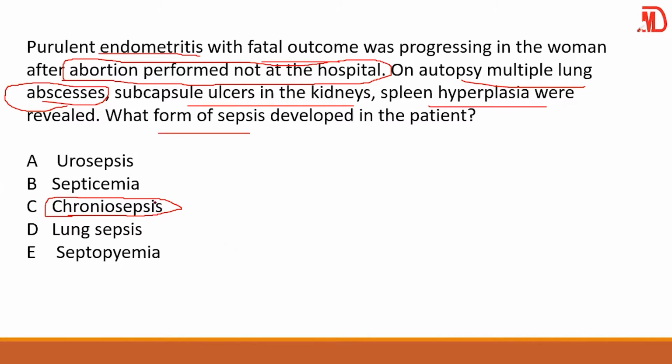So now we are thinking of what? Of course, urosepsis simply means sepsis in terms of the urinary tract. But this is not a urinary tract infection. So now we could be thinking of septicemia or septopyemia. I'll illustrate the difference between them, and then you will know that this is septopyemia.